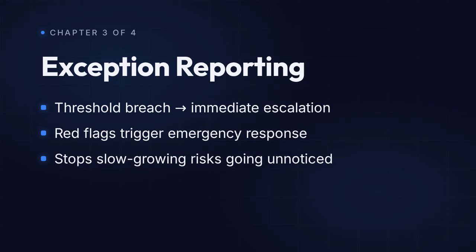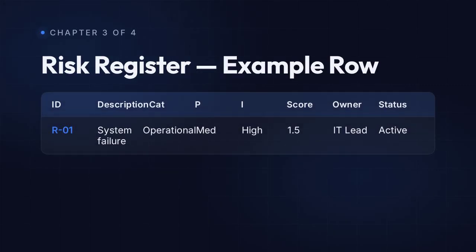For example, R01, system failure, operational category, medium probability, high impact, score of 1.5, owned by the IT lead, response is mitigate, status active, dated January 15, 2025. The register is updated continuously throughout the project. It is the single source of truth.